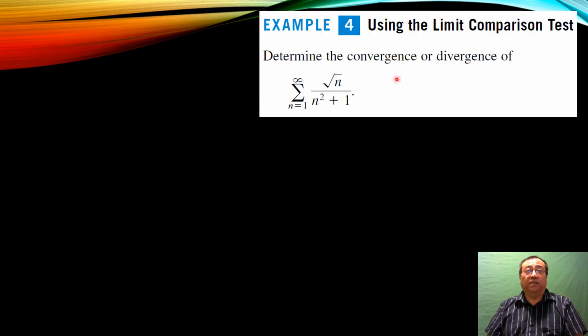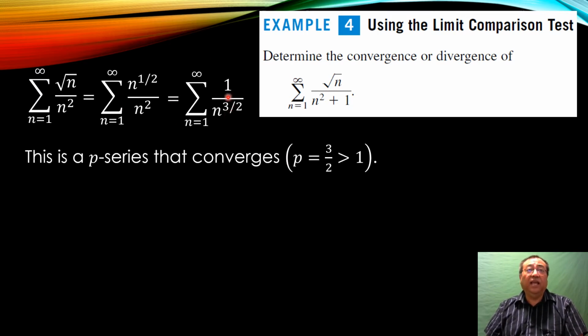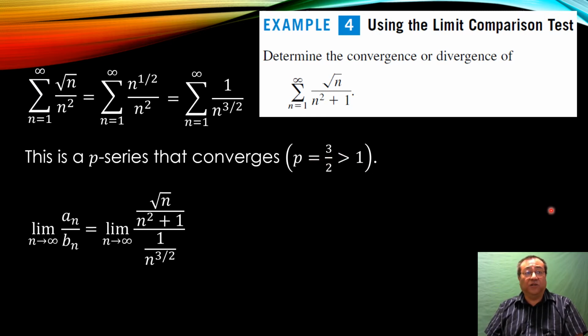Alright, what about something as complicated looking as this? So look at just the exponents on these. The square root can be raised as n to the 1/2, so that's 1 over n to the 3/2 when we reduce that. So you're going to compare it to 1 over n to the 3/2. And that series also converges because p is 3/2, which is greater than 1.